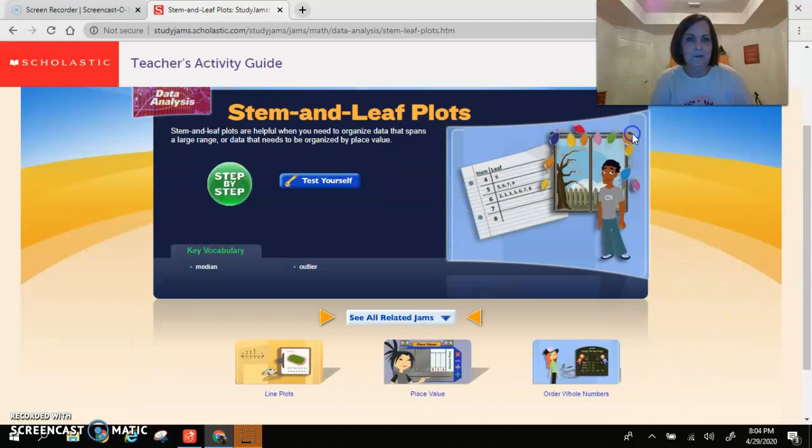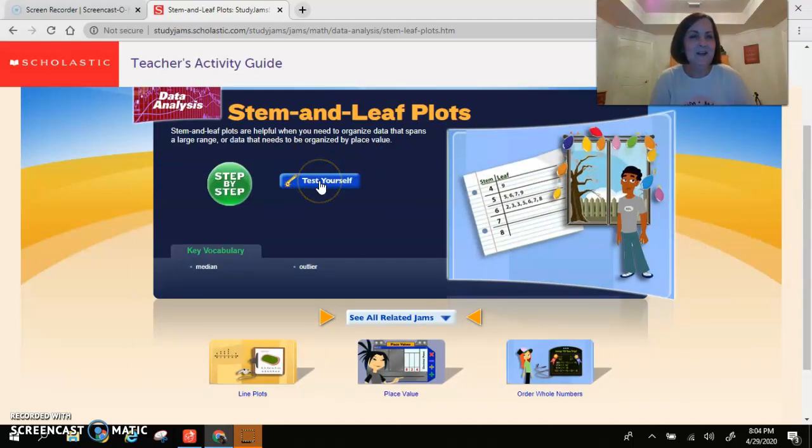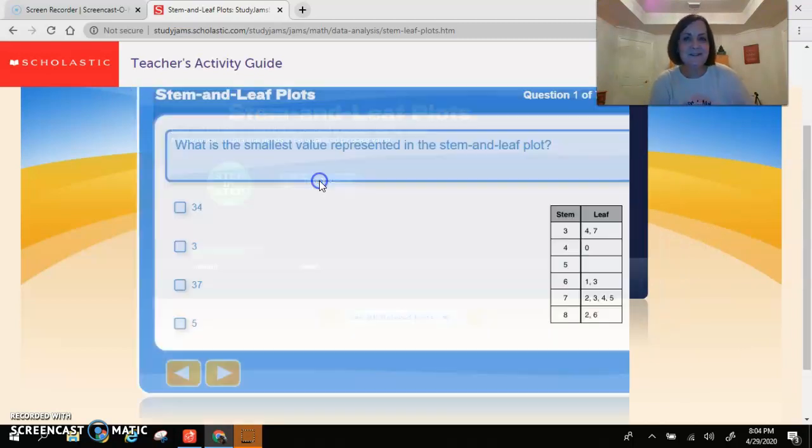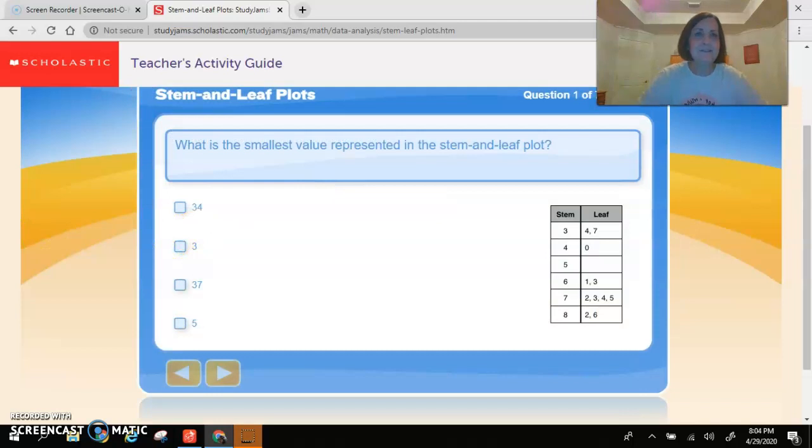Okay, we're going to close this. We're going to go back here and we're going to test ourselves, and we're going to do this together since this is your introductory day. So you won't really have any questions to answer other than do these with me, okay? So we're going to look for the smallest or the least value number that's represented for this stem and leaf plot. So our answer choices are 34, 3, 37, and 5.